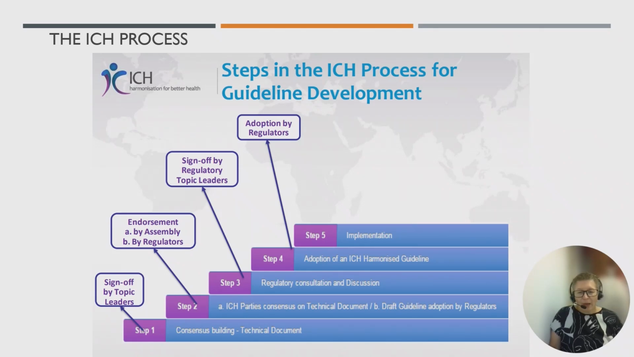We then have that regulatory consultation, as I mentioned, at step 3, and of course you get many comments. The expert working group then needs to look at those comments and make adjustments. Once they're happy with that, it goes through the internal sign-off process, and the regulators sign that off, and it gets adopted at step 4 of the ICH as an ICH harmonised guideline. That's not the end of the process though. It's adopted, but actually it isn't implemented by the regulators at that point. That is when it reaches step 5.